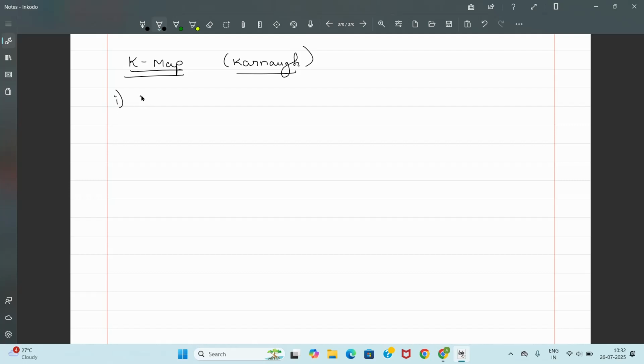So we'll start with the first one, that is the two variable K-map. Here I have two input variables, which I'll call A and B. If I have two variables, I can have four different combinations, that is 2 to the power n, where n stands for the number of variables. Those four binary combinations are 0 0, 0 1, 1 0, 1 1.